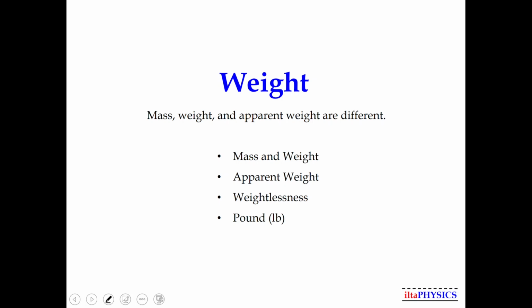We'll also learn about weightlessness, a special condition that occurs in certain motions. And finally, we'll discuss the unit pound, which is commonly used in daily life but closely related to weight. All right, let's get started with the force created by gravity, weight.